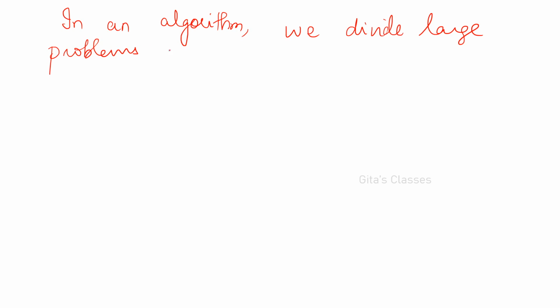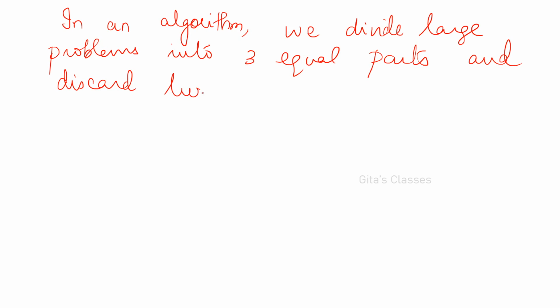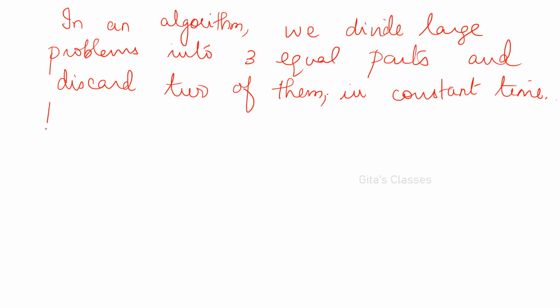In an algorithm, we divide large problems into three equal parts and discard two of them. That means only one part is being solved, in constant time, as we have done in the previous question. Here, instead of 2, we are dividing it into 3 equal parts. What is the complexity? You can expect these kinds of questions.